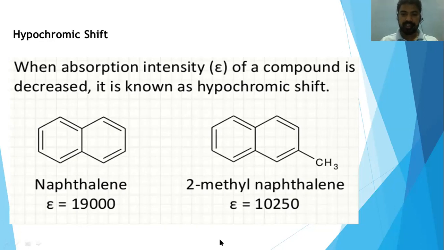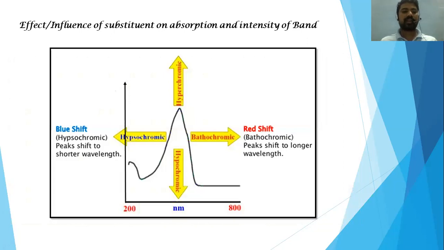Yes, now I think it would be very clear to us what bathochromic shift is, what hypsochromic shift is, and what hyperchromic shift and hypochromic shift are. Let us combinedly study these four kinds of shifts of organic molecules in ultraviolet visible spectroscopy. The effect or influence of a substituent on the absorption wavelength and the absorption intensity of a band.